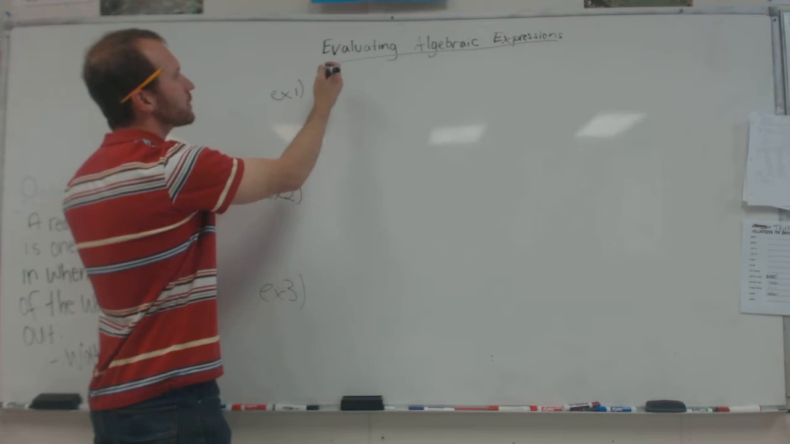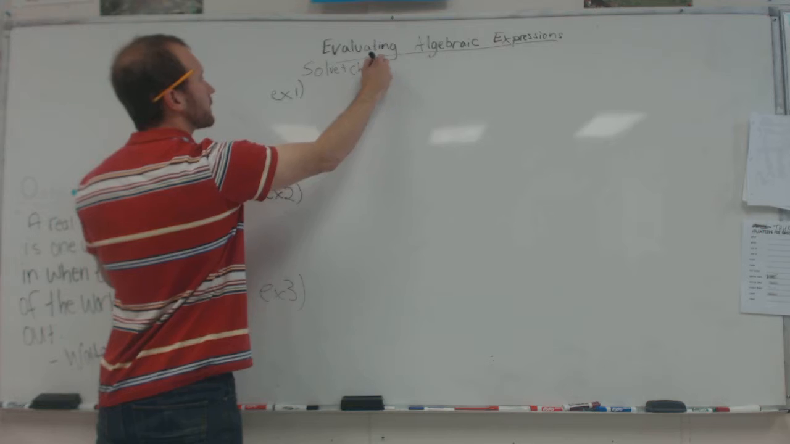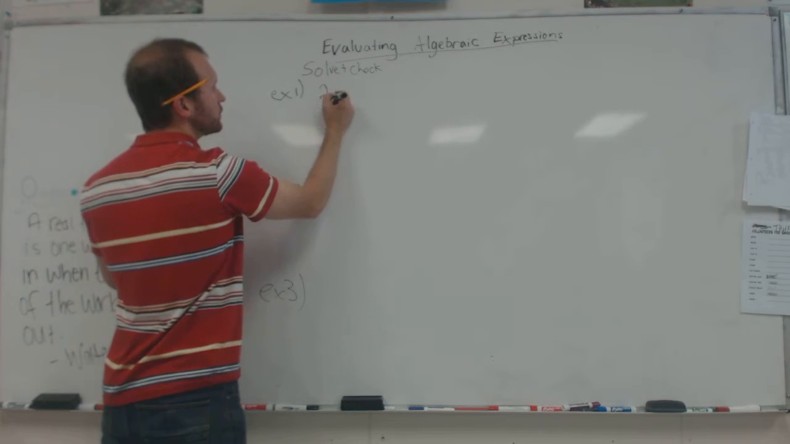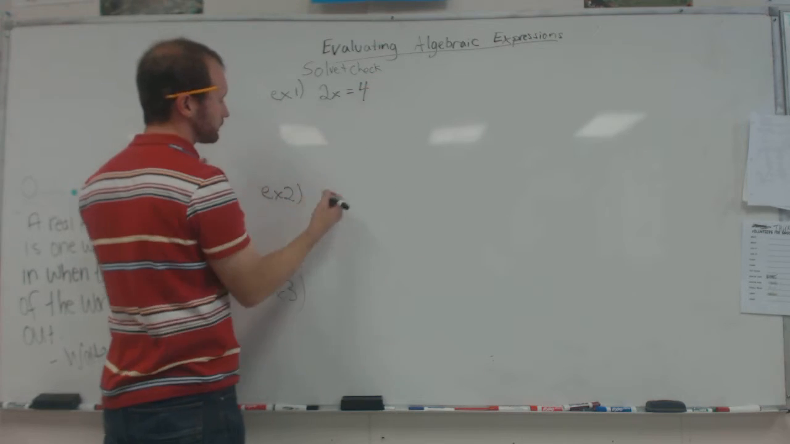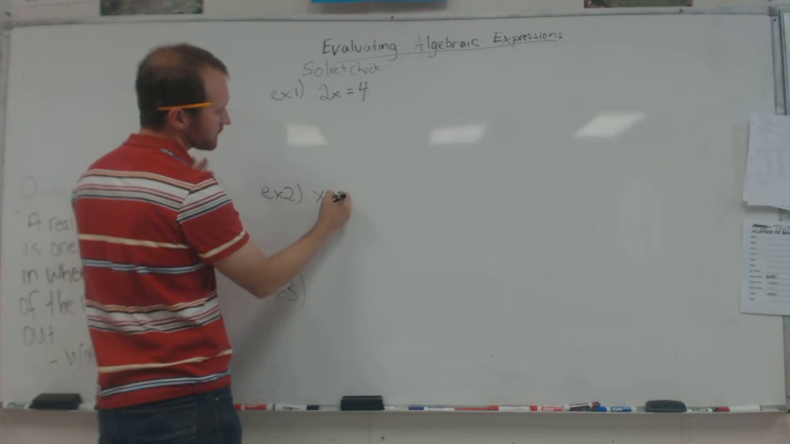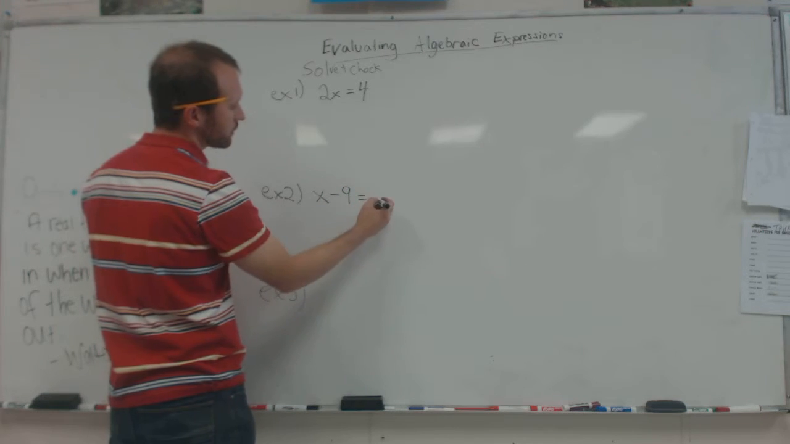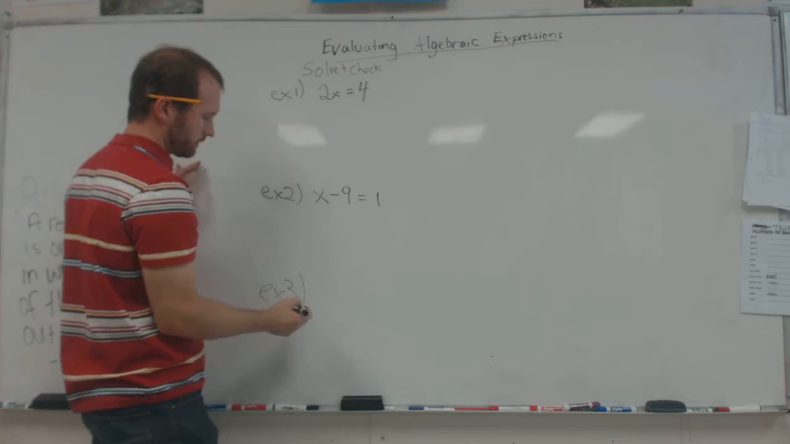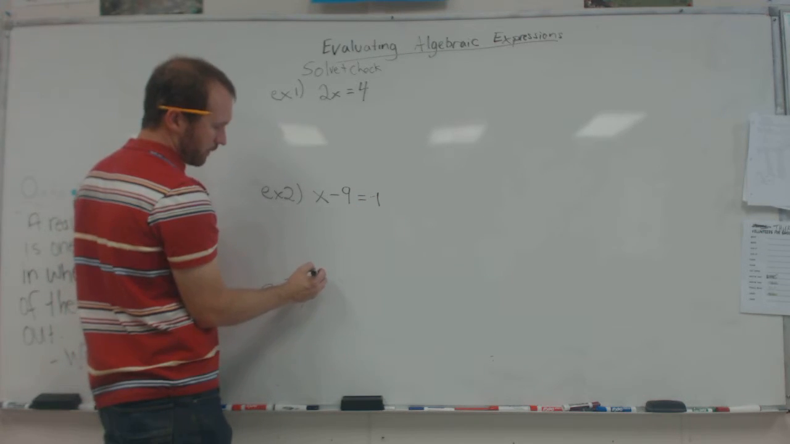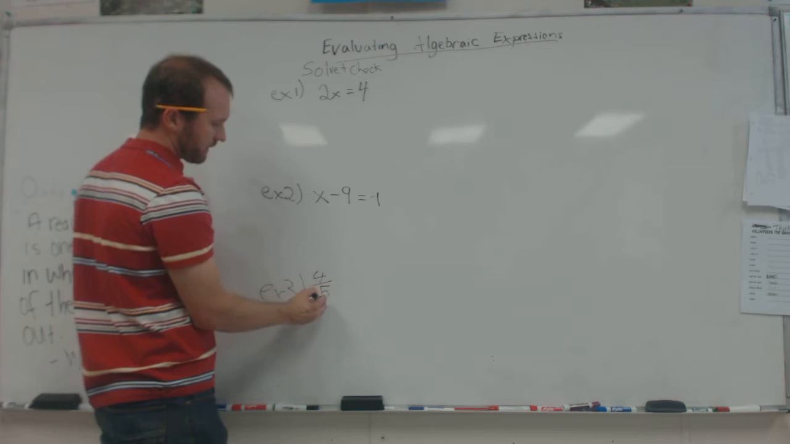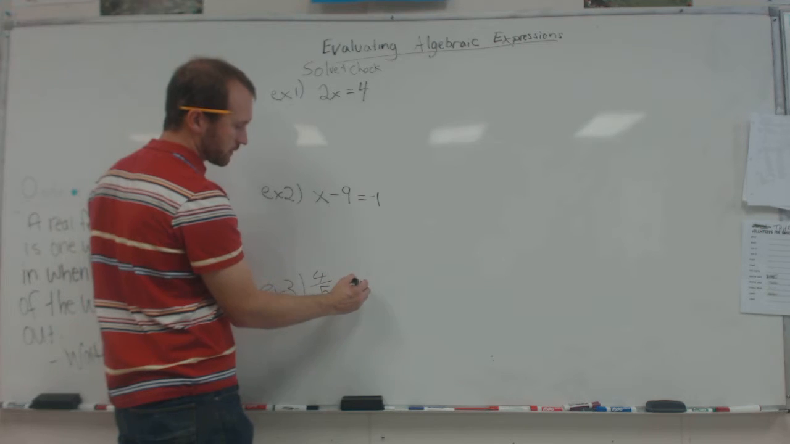First one. So what I want you to do for all of these, solve and check. All right, 2x equals 4. x minus 9 equals negative 1. And then we're going to do 4/5 x equals 20.